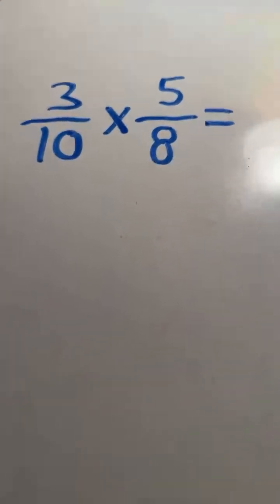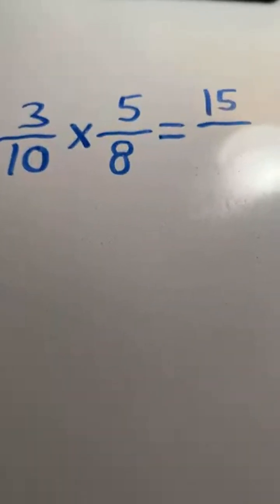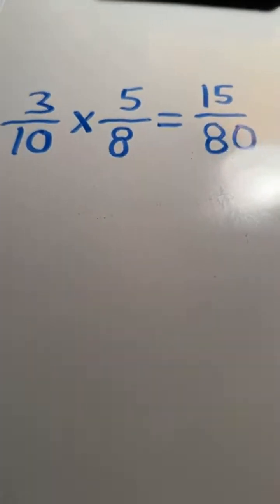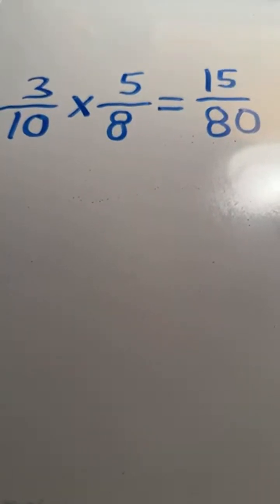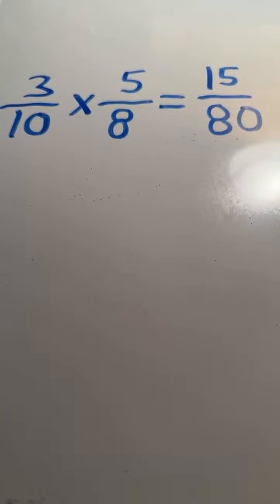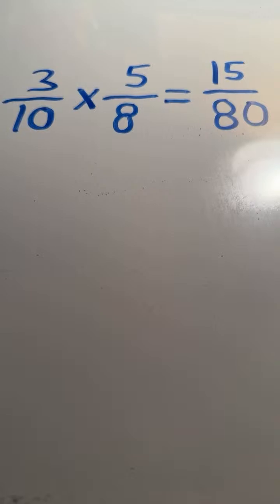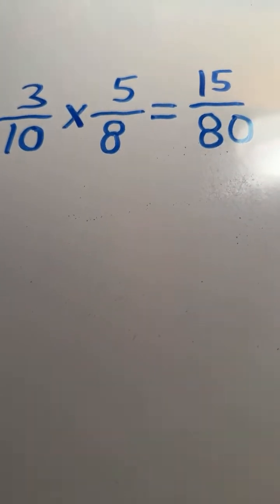Three tenths times 5/8. 3 times 5 equals 15. 10 times 8 equals 80. And we have our final answer: 3 tenths times 5/8 equals 15/80. All right, moving on to what will perhaps be the final problem of the video.